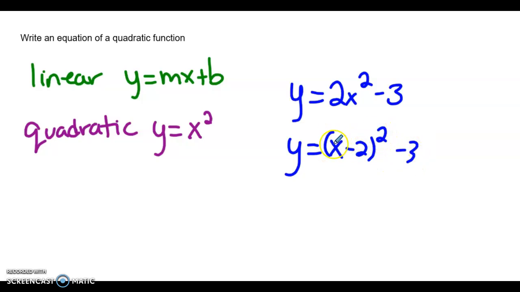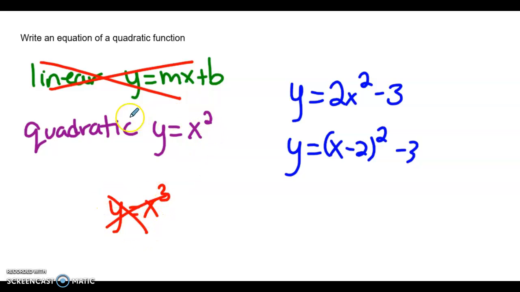You still have the exponent of 2 that goes with the x, because if you distribute that exponent, it will go with both. So anytime you have an x with an exponent of 2, it's going to be a quadratic function. An example that is not a quadratic function is a linear one, which is not a quadratic function. And if you see something that has an exponent of 3, that is not a quadratic function. We're not looking for any exponent. We're looking specifically for the exponent of 2.